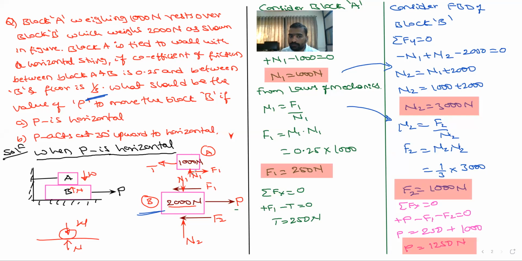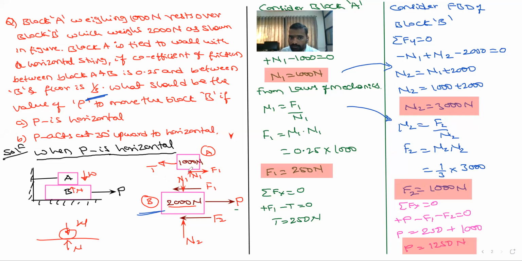Directly, N1 on the weight of block B, the weight of A is also acting. No, we should have considered that one also, but I have not taken that because I have already taken N1. So this N1 I have already considered here. So that's why we have not taken this one.